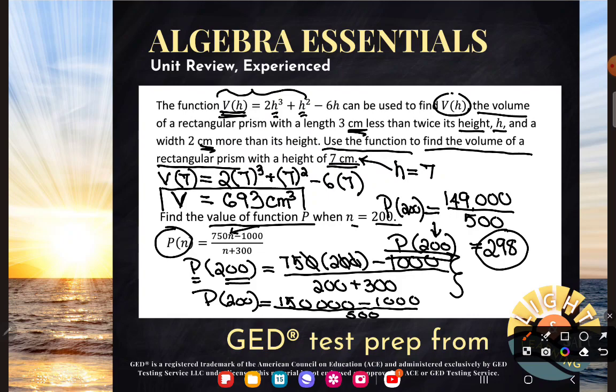All right. So the moral of this story is don't freak out by function notation. If it freaks you out, just call v of h v, call p of n p, and it's just evaluating from there on out. It's just as simple as we learned way back in the evaluating expressions lesson.